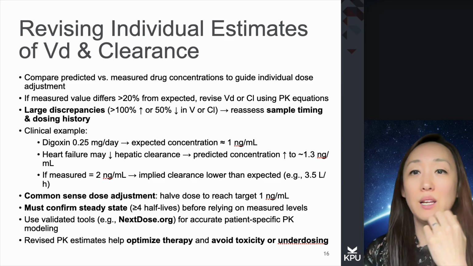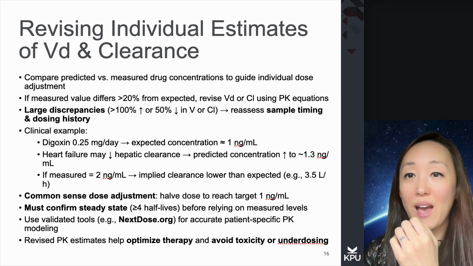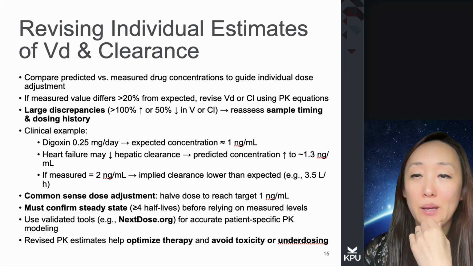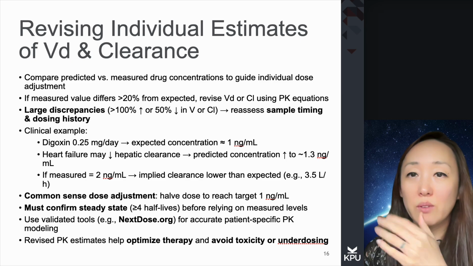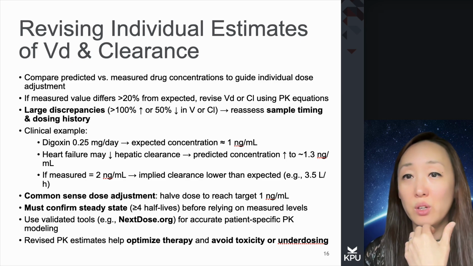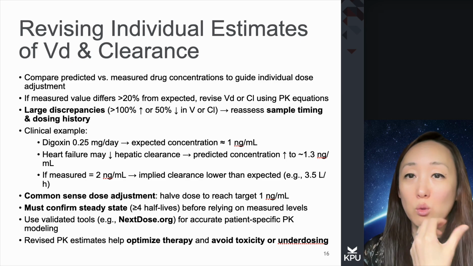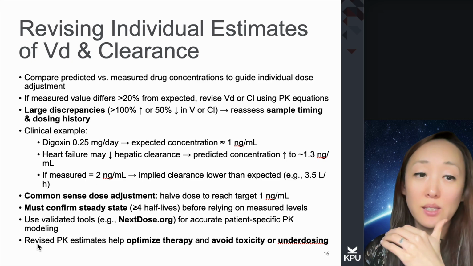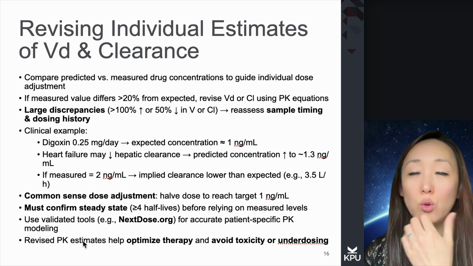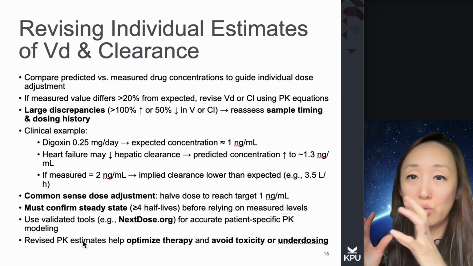We talked about at least 4 to 5 half-lives, and that would be about 1 week of stable dosing. And of course, if the steady state hasn't been reached, then any conclusions based on one level could be misleading. And so this is where we need to continue using the PK tools for precision.